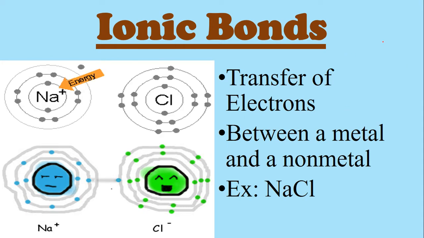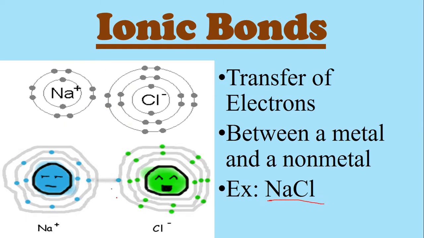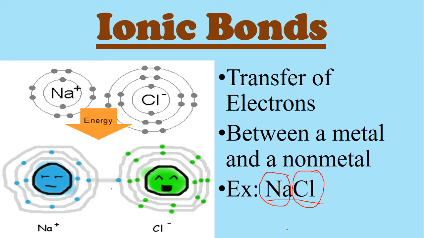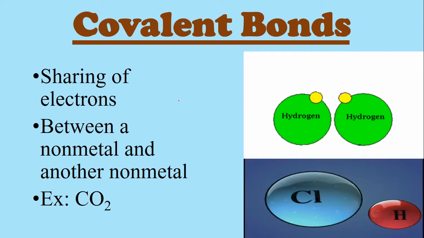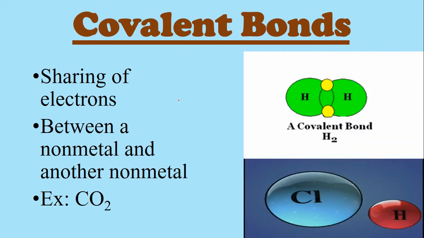So my example here is NaCl. NaCl, if you don't know, is table salt. Na is the metal, Cl is the non-metal, and they're going to combine together to form an ionic bond. Covalent bonds, instead of transferring electrons, are going to share electrons.